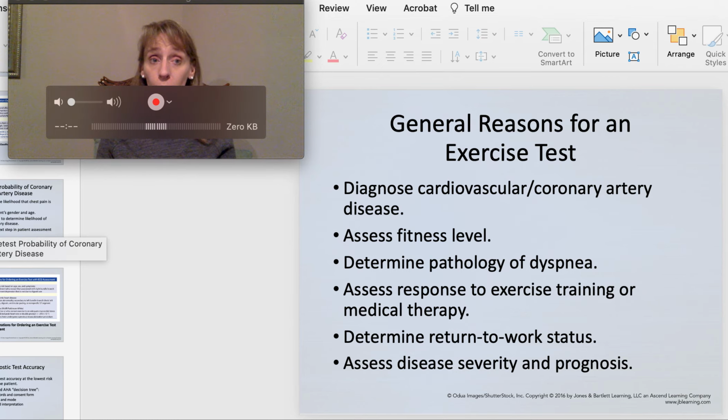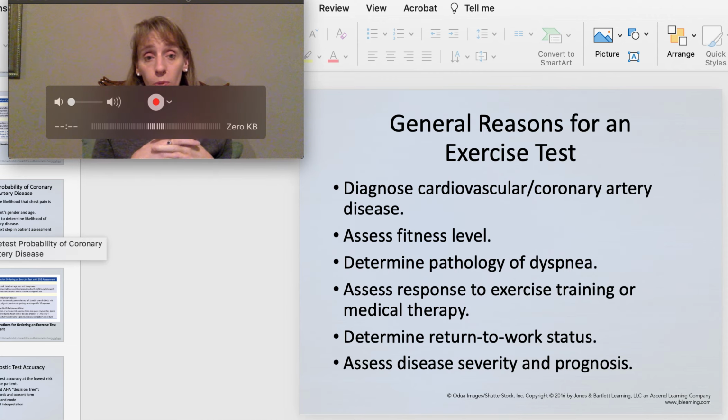Really important, it can help us with dyspnea, right? The word dyspnea is shortness of breath. So it says determine the pathology of the dyspnea. So what is triggering a shortness of breath? Is there, again, a threshold for what's causing some pulmonary problems? So very good information on dyspnea. It can assess the response of exercise training and medical therapy. What this bullet means is exercise testing is often done in duration, right? So they may give someone a new medicine and then wait a few months and then run a stress test again. So this way they can reassess to see if the therapy, the medicine, is working. So you kind of put the person on the program, on the regimen, and then we reevaluate them again.